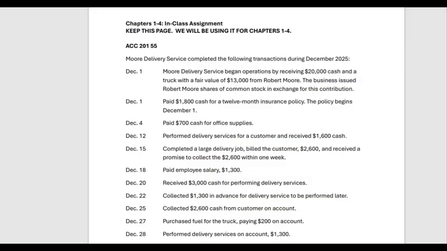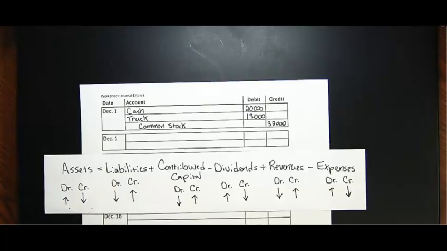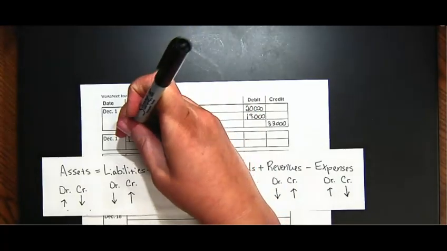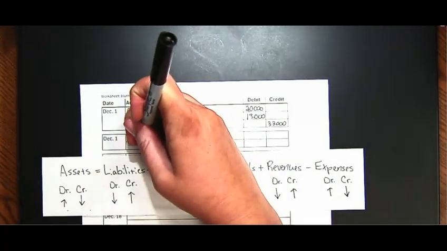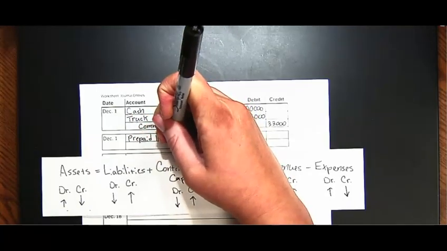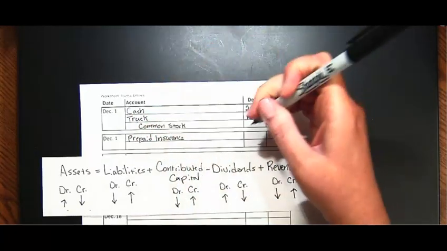Next, on December 1st, More Delivery Service paid $1,800 cash for a 12-month insurance policy. The policy begins on December 1st. This insurance policy is an asset called prepaid insurance. It's a resource to us because we will be able to use it for several months. We increase an asset with a debit. So I will debit prepaid insurance, $1,800.